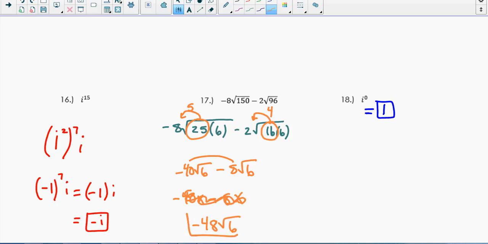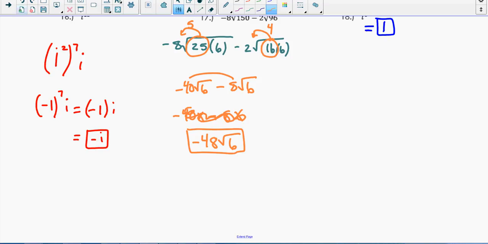Okay? If those were different radicals, like that was a 6 and that was a 5, then you could not do this. It would be like saying negative 40x minus 8y, and now they're not like terms. But since they're the exact same radicals, I can combine their coefficients. Okay? I believe that's it.